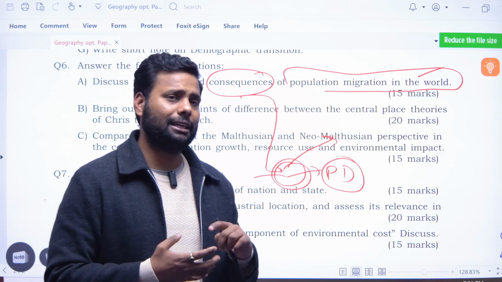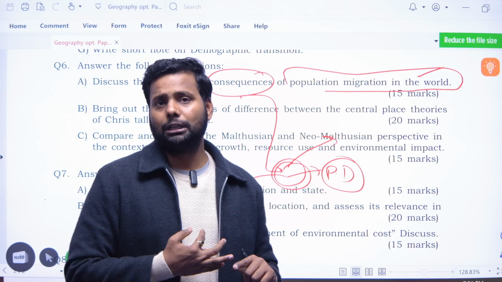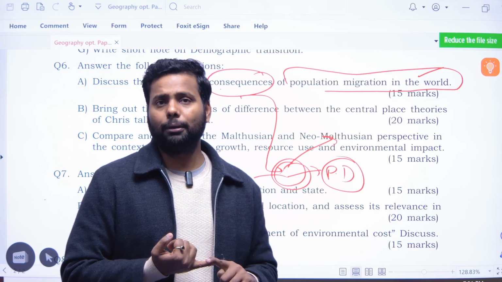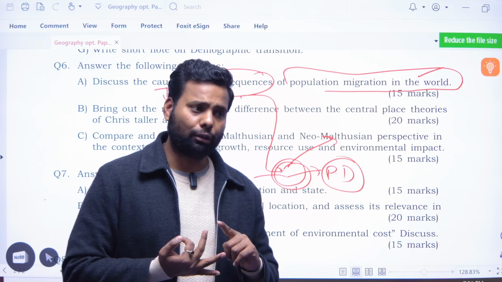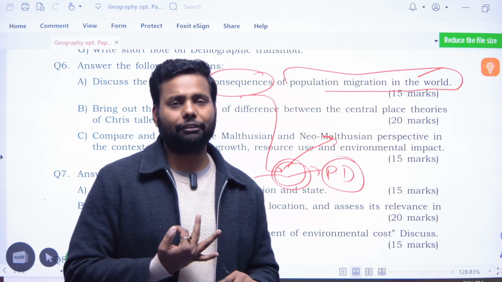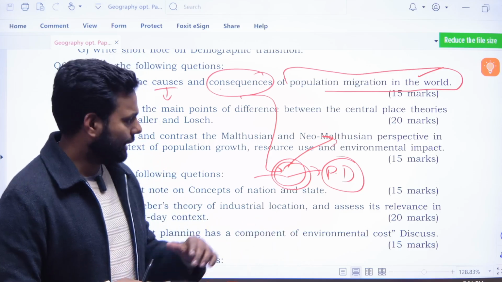There is a slum, there is crime, there are problems of security, there is a lot of human trafficking. There are so many problems that have been created.